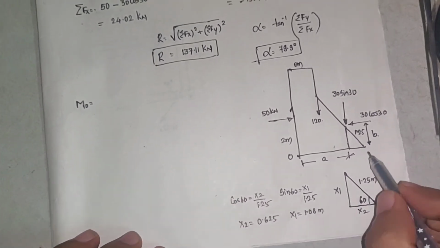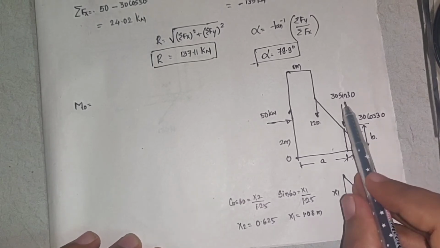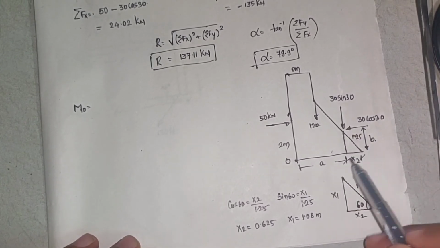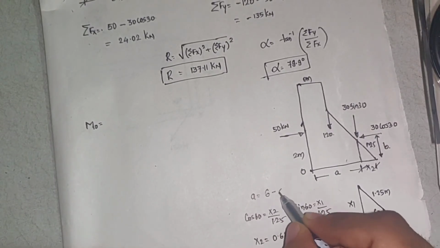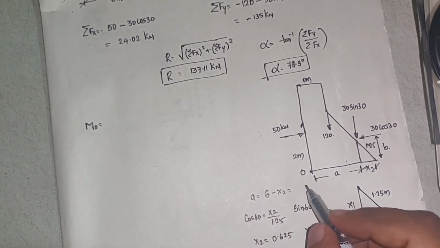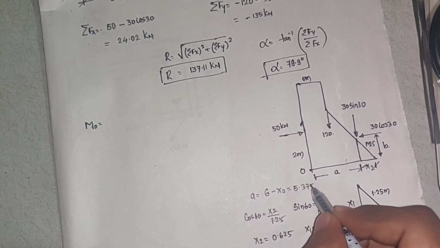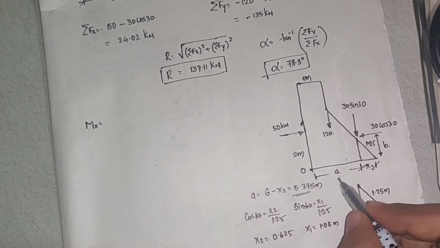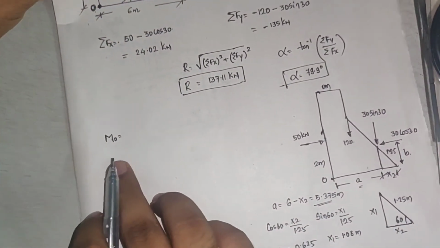Now what is this x2? x2 is here. But what is the perpendicular distance of this force? It is A. So what is the A distance? The total base is 6 minus x2. So I'll get 5.375 meters. This distance.